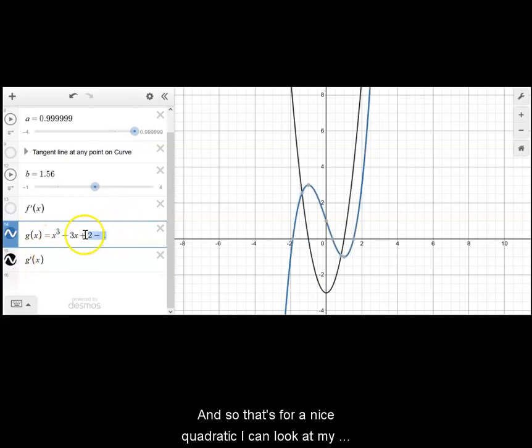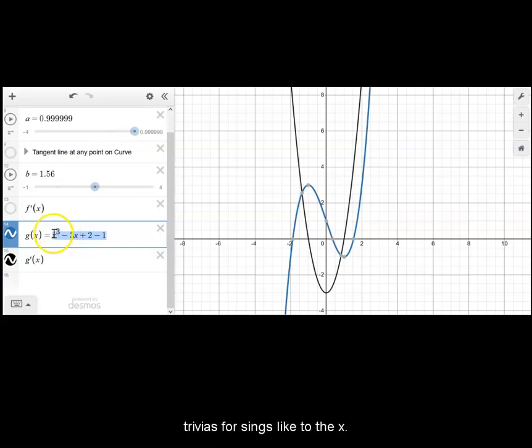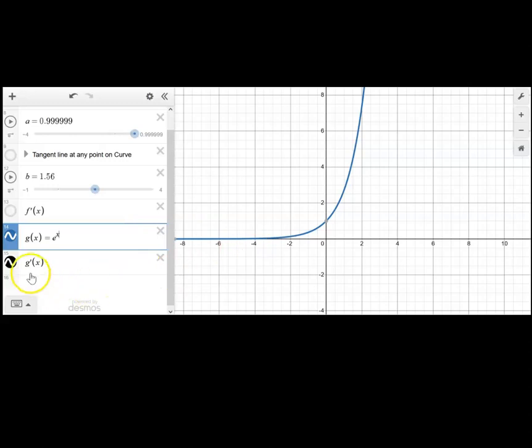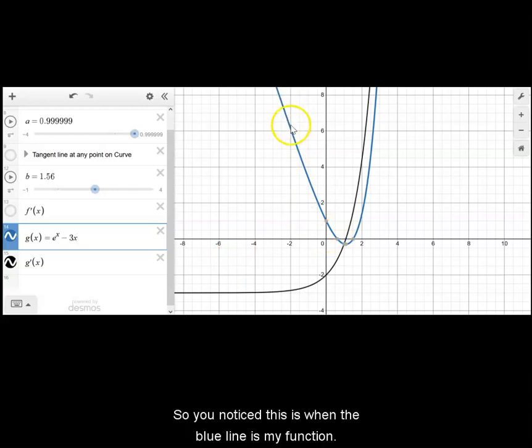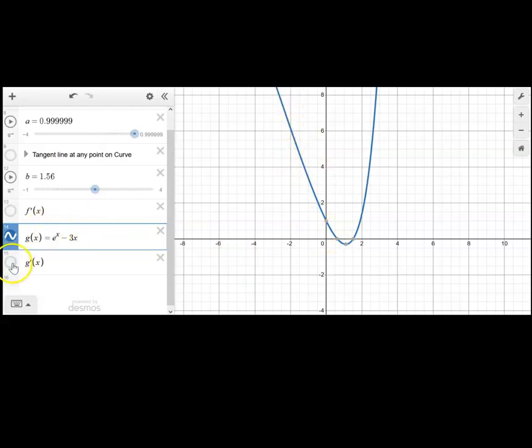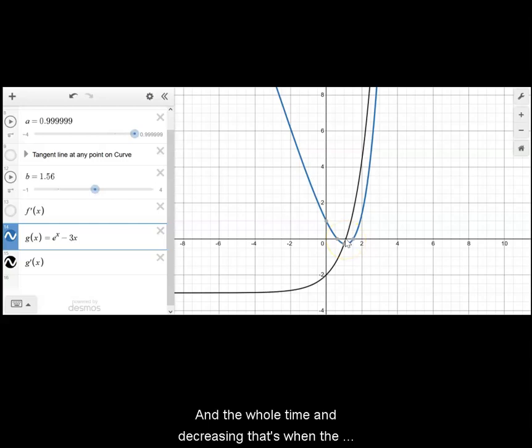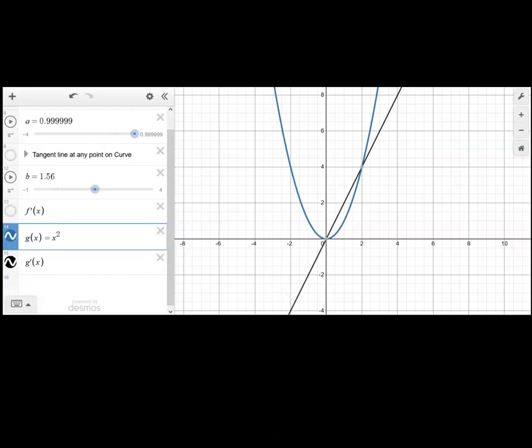I can look at my derivative for things like e to the x. So my derivative for e to the x is actually the same function. One is 3x, for instance. If you notice, the blue line is my function, g. The black line is the derivative. I'm decreasing here, and the whole time I'm decreasing, that's when the black line is negative. Once the black line turns positive, once the derivative is positive in value, my blue line starts to go back up.